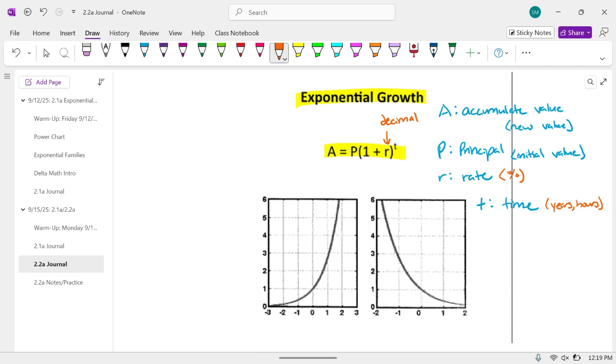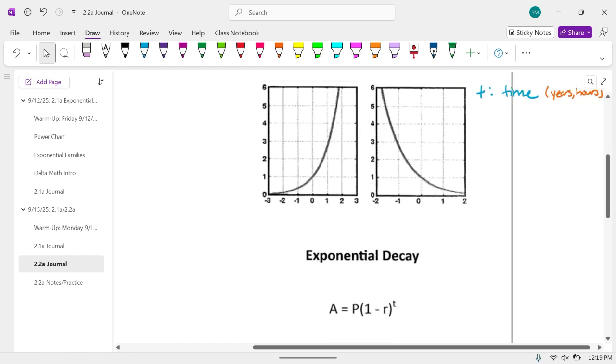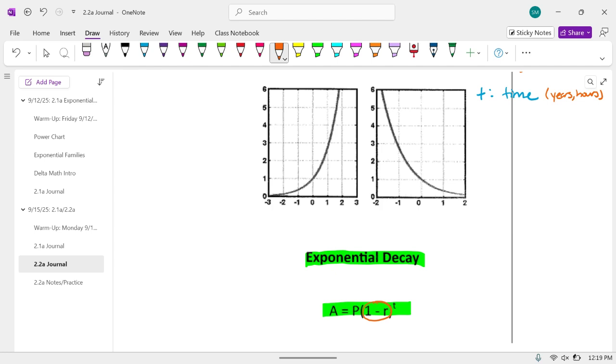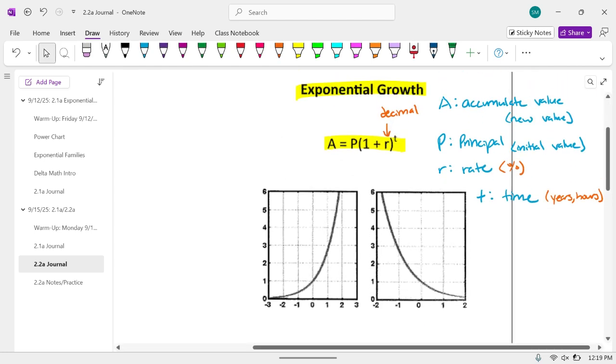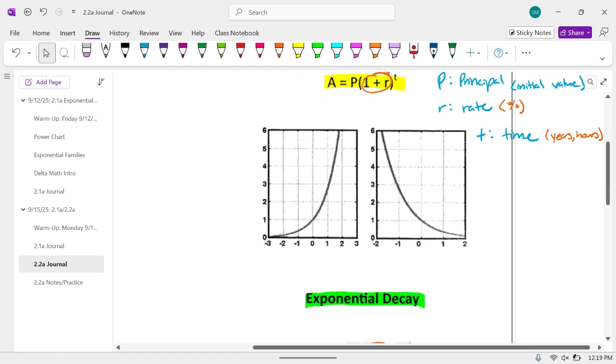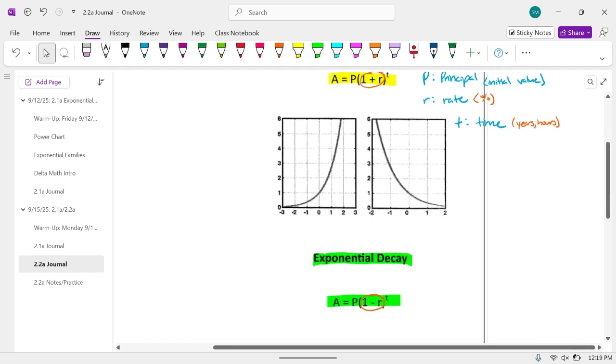Now, that's growth. Decay is pretty much the exact same as growth, except for one key difference. So with decay, the only difference is that instead of adding the rate to 1, you're subtracting it. The variables mean exactly the same thing as it does for growth. So A is still the accumulated value, P is still the principal, R is still the rate, T is still the time. The only difference between the two is that one has a plus and one has a minus. The only difference.